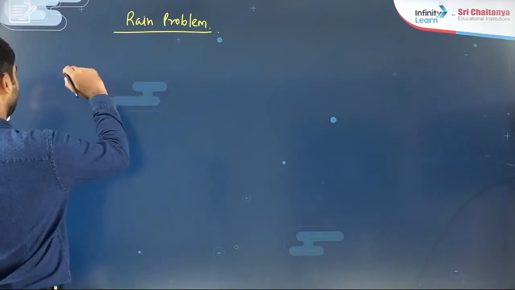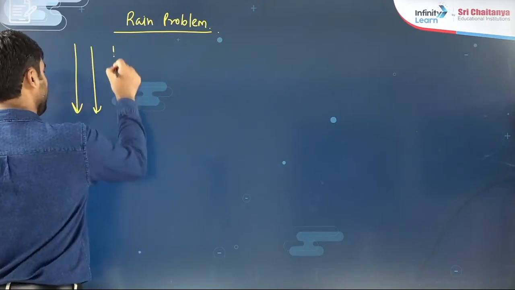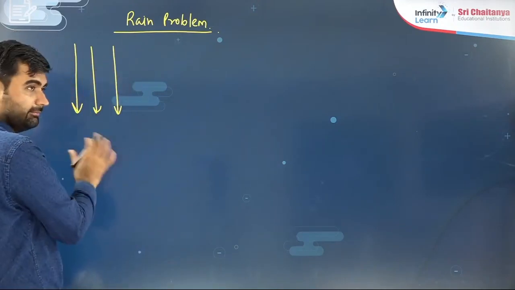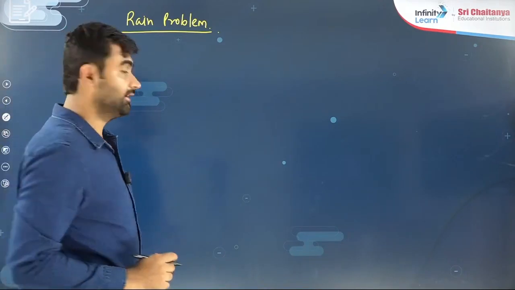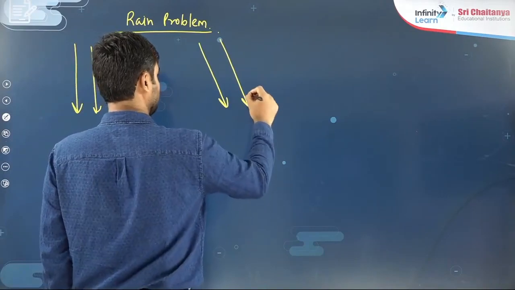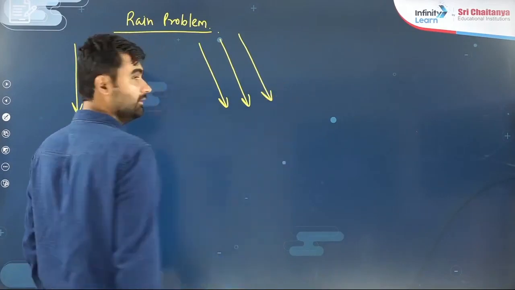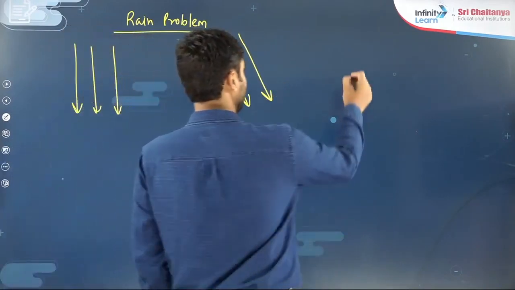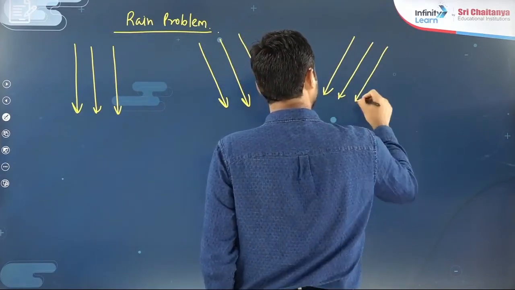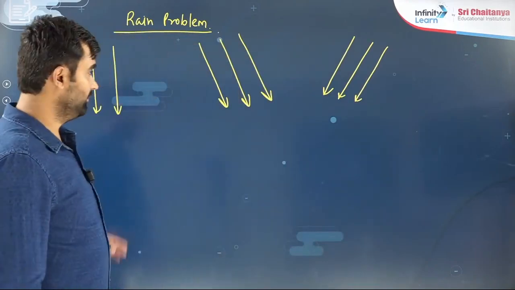So you all know that rain falls downward, but in downward also 3 cases are possible. First, rain can fall vertically downward, completely. Otherwise rain can fall like this, or otherwise rain can fall like this. So what is the difference between these 3 diagrams?